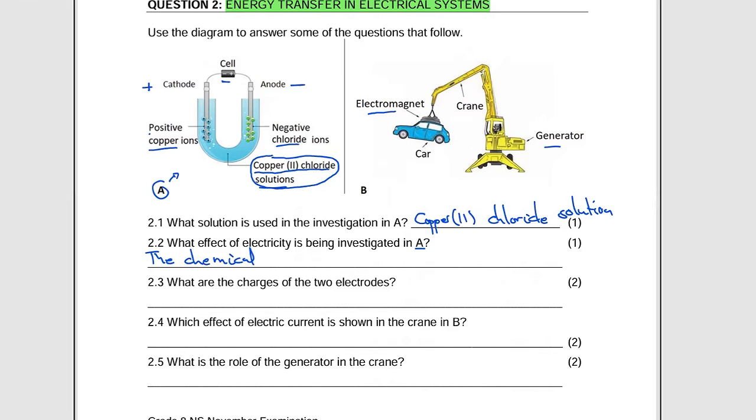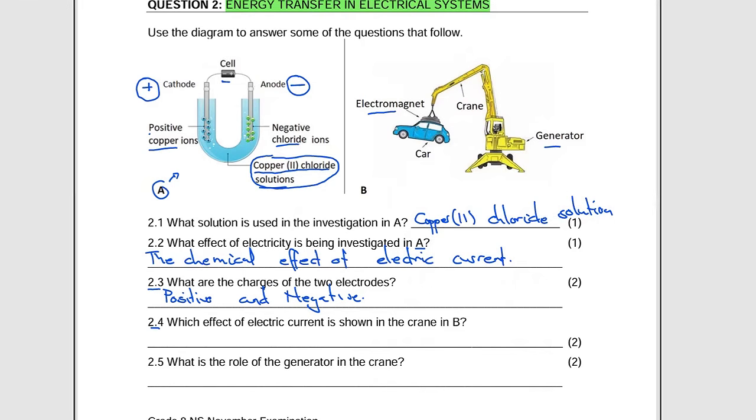The chemical effects of electric current. Now moving on to the next one, which is 2.3. What are the charges of the two electrodes? Already I've mentioned at the top there that the cathode is positive and the anode is negative. So I'm going to write the answers there as the first one being positive and the next one negative. So these are our answers for question 2.3.